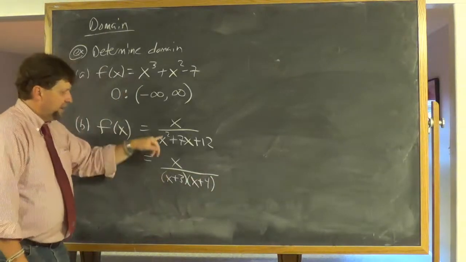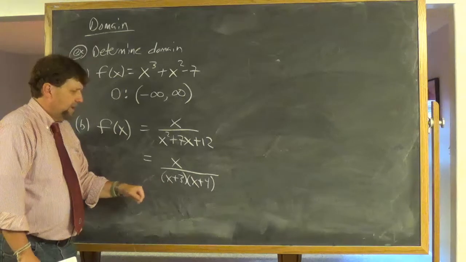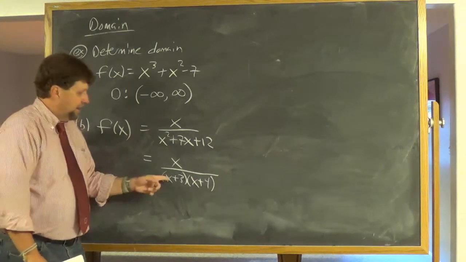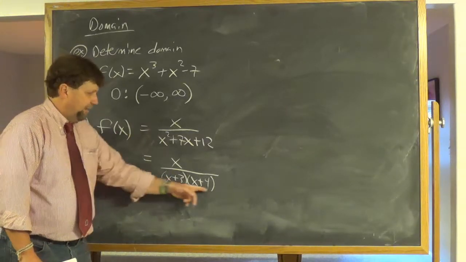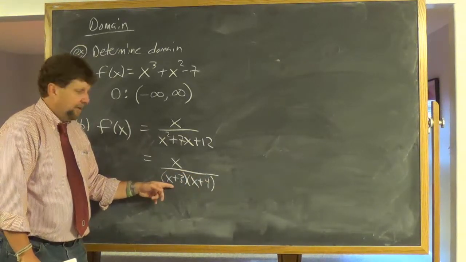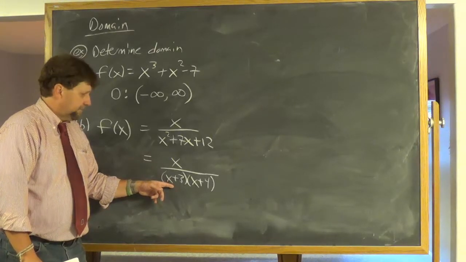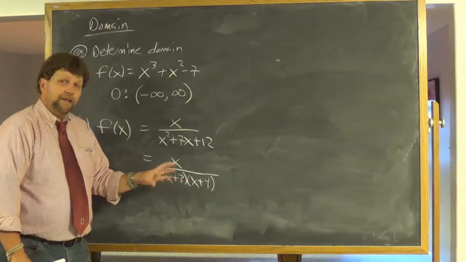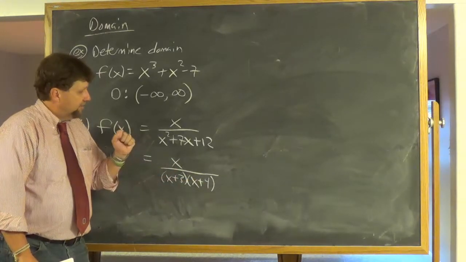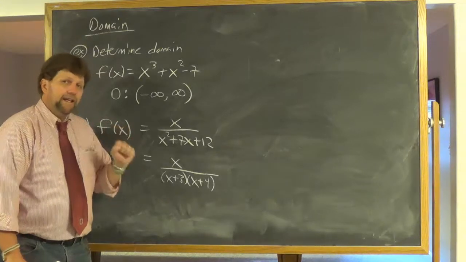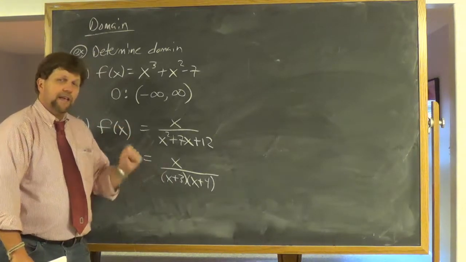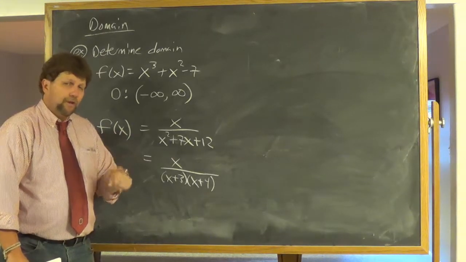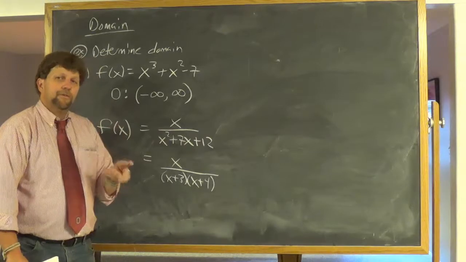So now when you look at the denominator in its factored form, you should be able to see that if x is -3, a -3 in here for x, that would make the entire denominator 0. That's bad. If x is -4, it would make the denominator 0. That too is bad. So I can pick any number I want to go in for x except for -3 and -4. Those are the two excluded values from the domain.